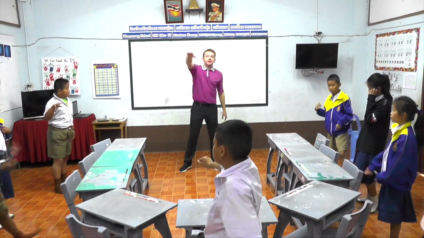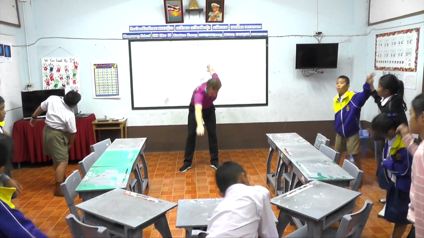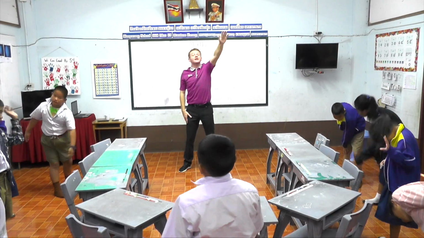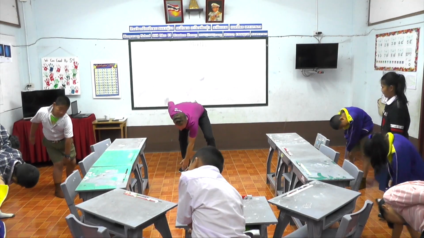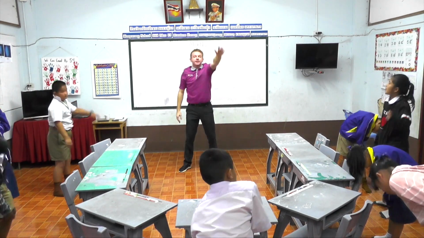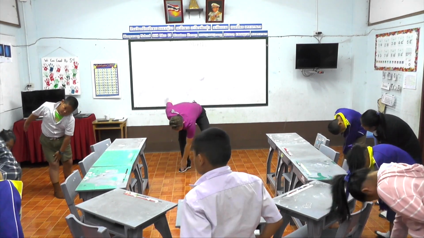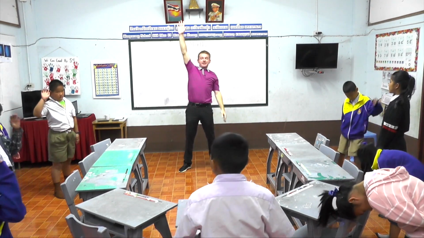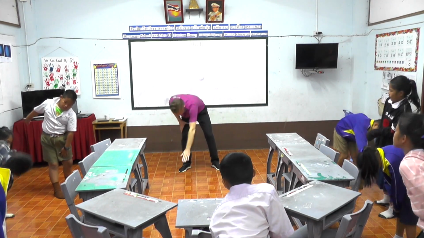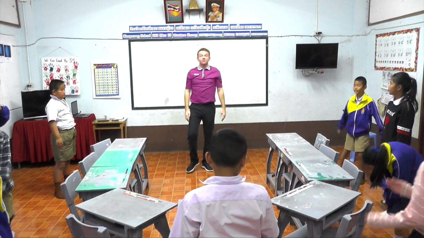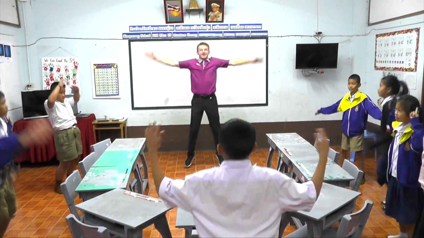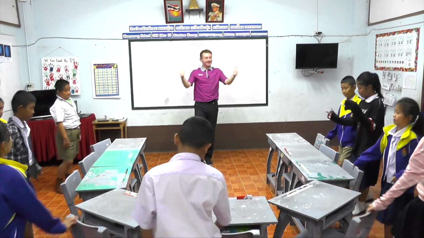And then we can take our right hand and find our left foot. We'll take our left hand, find our right foot. Right hand, left foot. Left hand, right foot. Right hand, left foot. And left hand, right foot. Excellent. And to finish, we will do 5 star jumps. 1, 2, 3, 4, 5. Excellent, guys. Have a seat.